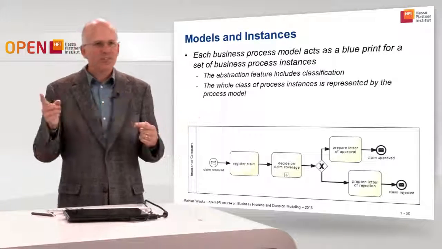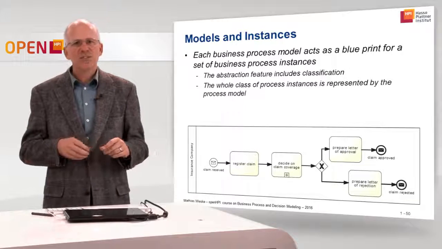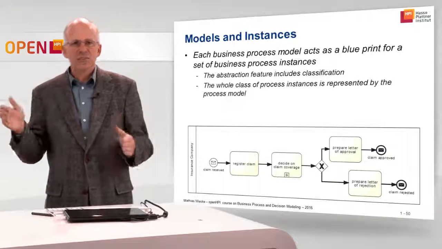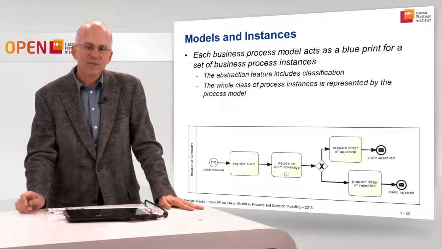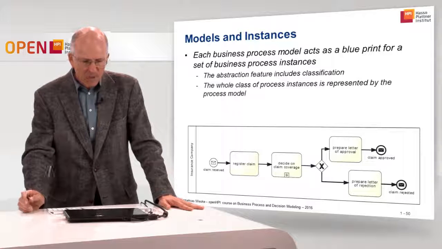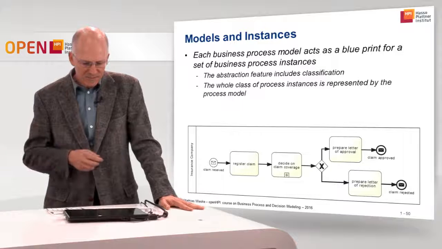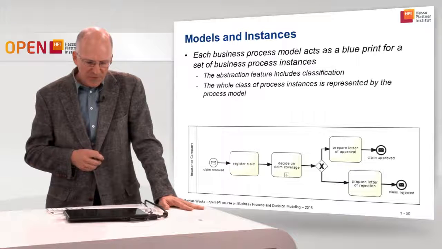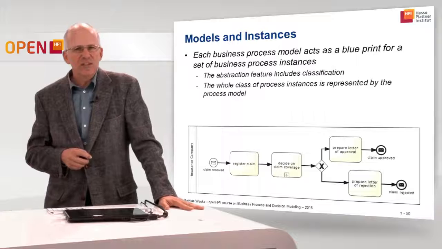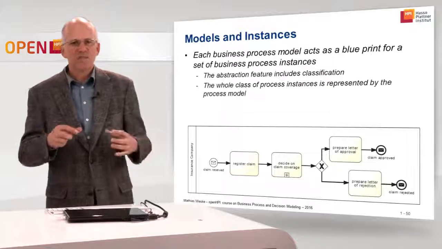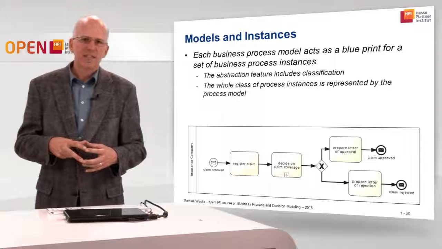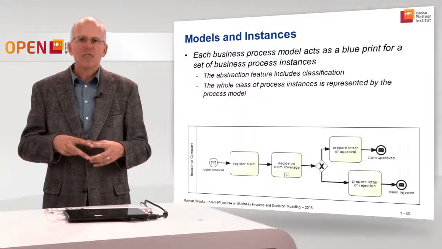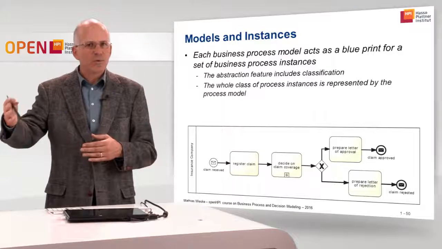But the real world business process happens many times. So each time an insurance claim is received, a new business process instance of this insurance claim is created. So for each business process model, we have many instances of the business process. So the abstraction feature includes classification. Classification means that the model stands for a whole class of instances. In our case, the business process model represents a whole class of all insurance claim process instances.